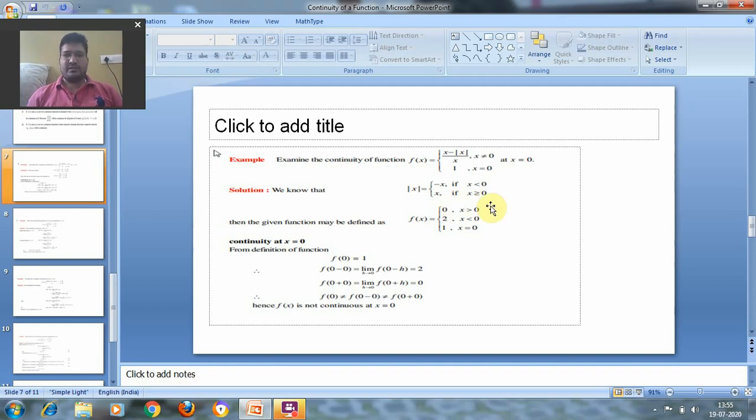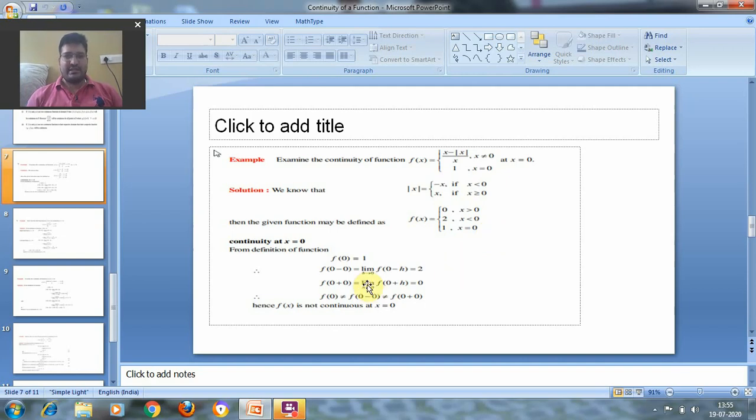If we put the value of this modulus function into this function, we will obtain the revised function: f(x) = 0 when x > 0, f(x) = 2 when x < 0, and f(x) = 1 when x = 0. So this is the fresh function now. Now we have to check the continuity at x = 0.